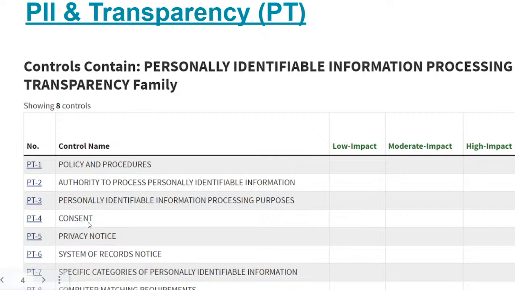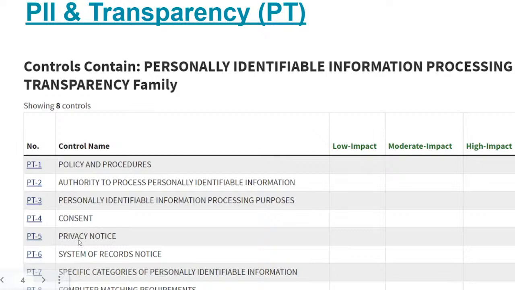Consent. Anytime you take customer, clients, or workers' information, you should have consent to actually get their personally identifiable information, particularly for customers and things like subscribers or whatever. If you're taking their name or whatever.